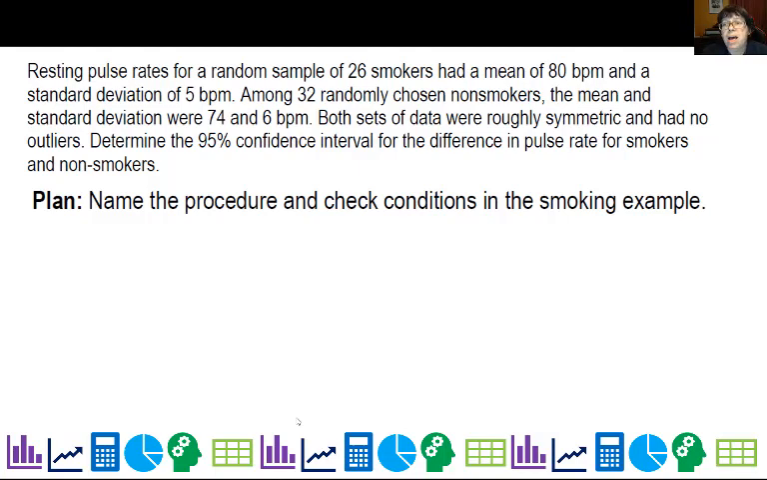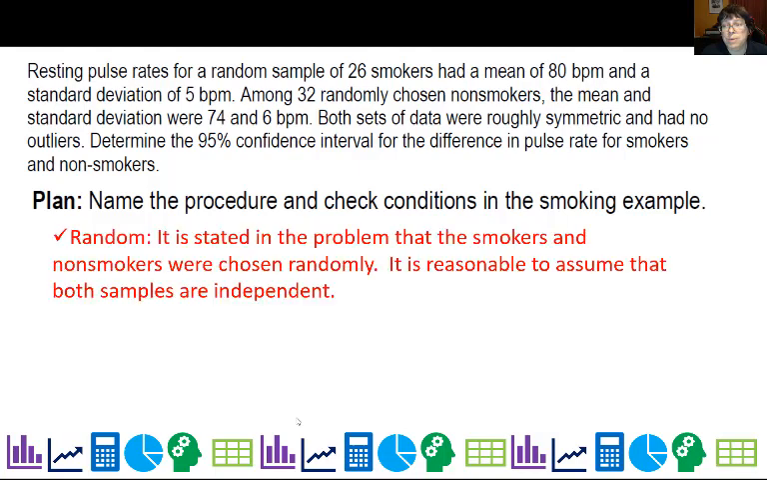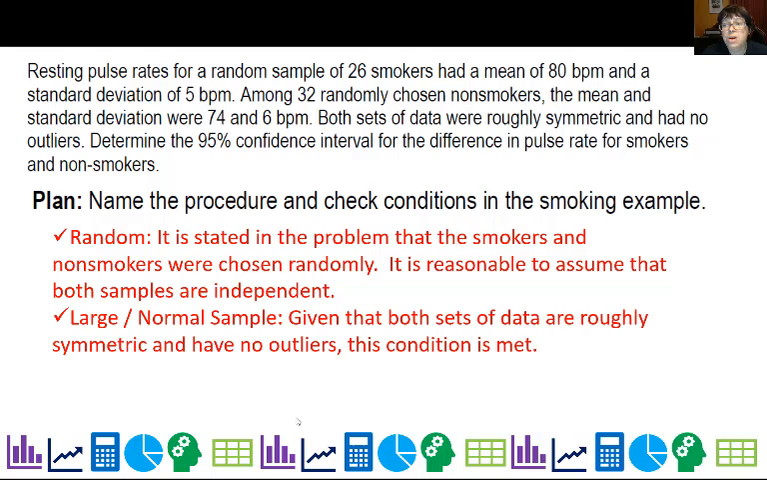All right, now we're going to name the procedure and check conditions in our smoking example. So is it random? It's stated in the problem that the smokers and non-smokers were chosen randomly. And it is reasonable to think that both samples are independent. Large normal: given that both sets of data are roughly symmetric and have no outliers, this condition is met. All right. And see, it's written right here: both sets of data roughly symmetric and had no outliers. So we can say that our conditions are met for this sample, or really samples.